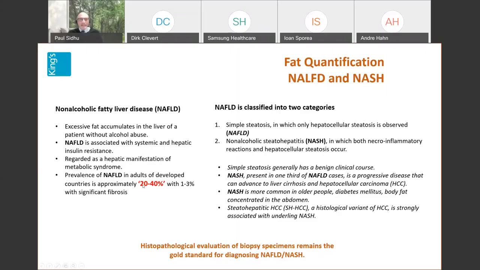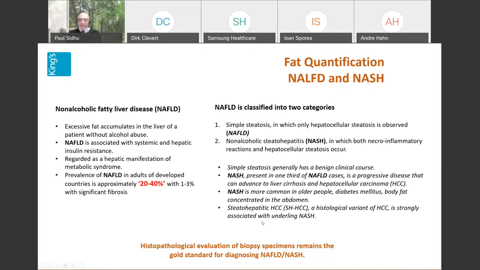It's approximately estimated that 20 to 40% of adults in developed countries will develop a fatty liver. And importantly, 1 to 3% of these people will progress on to significant fibrosis. Simple steatosis is not an issue, but it's really difficult to tell the difference between simple steatosis and NASH, which is non-alcoholic steatohepatitis. And this is where necroinflammatory reactions and hepatocellular steatosis occur together. And it's difficult to tease this one out.